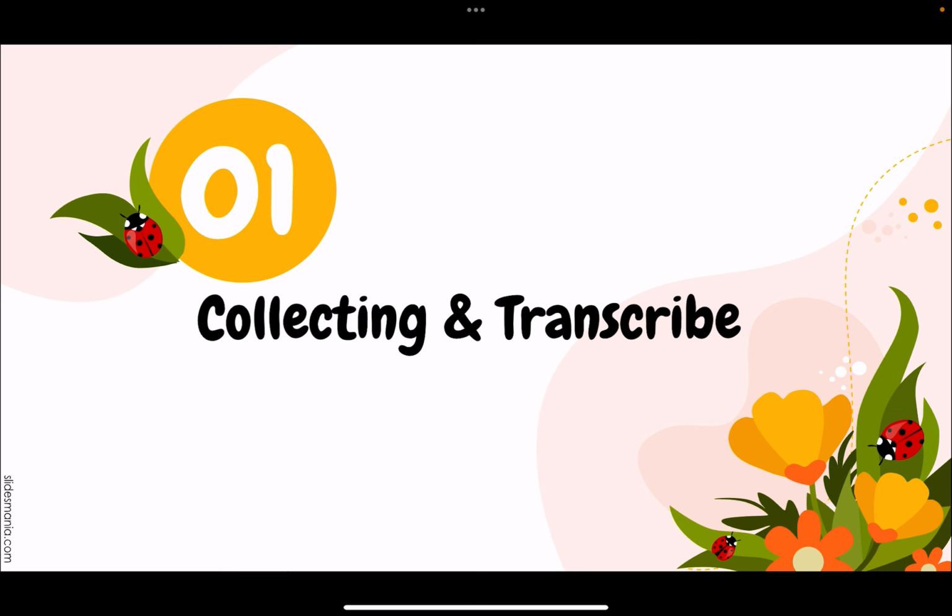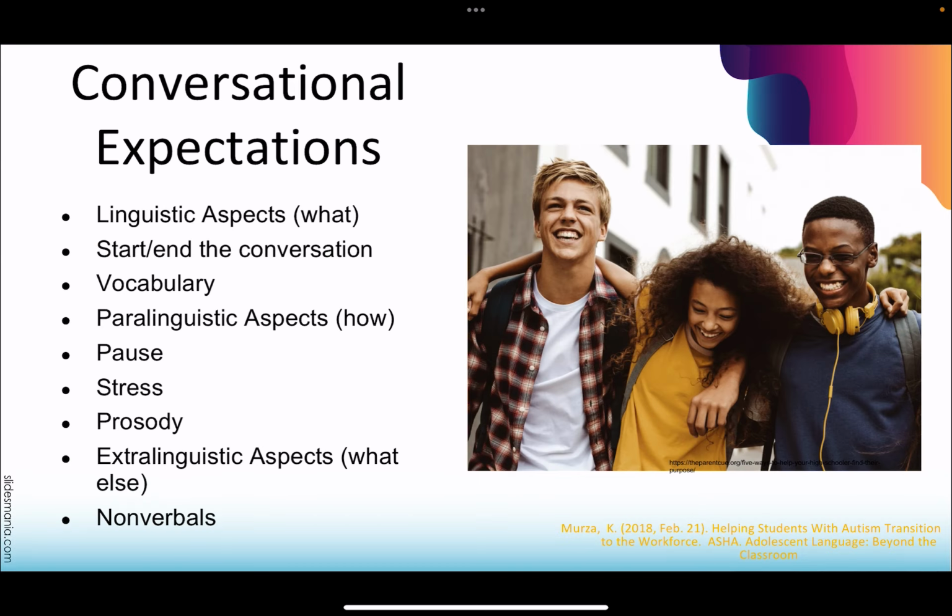So let's get into it, collecting and transcribing. So one of the things that we want to think about when we're collecting a communication sample. So one of the major problems that our clients have, students have, adults have, is that their theory of mind could potentially be very impaired. So especially as we get into our older clients where theory of mind is highly expected, their theory of mind could be greatly impaired. So we really need to think about that when we're collecting a sample.